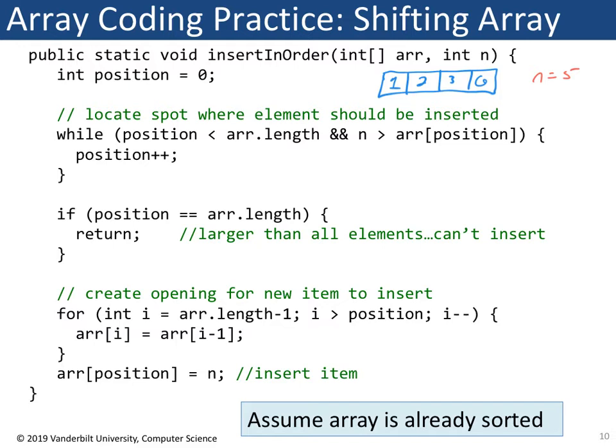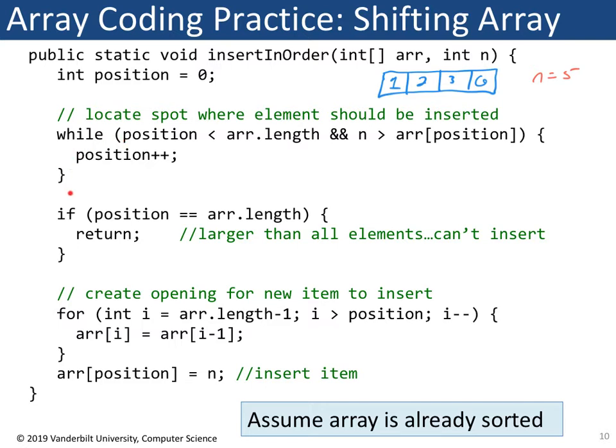We're now looking at position 2. Is 2 less than array length, which is 4? Yes. Is n greater than the value stored in this position? Yes, 5 is greater than 3. Move to the next position. Now position equals 3. So we do keep processing. But is n greater than the value stored at 3? No, it is not.